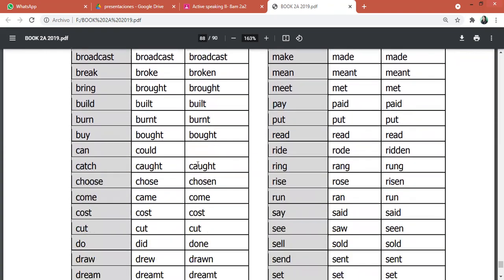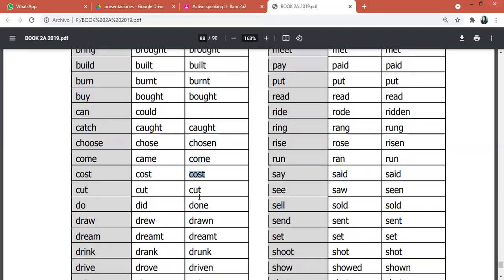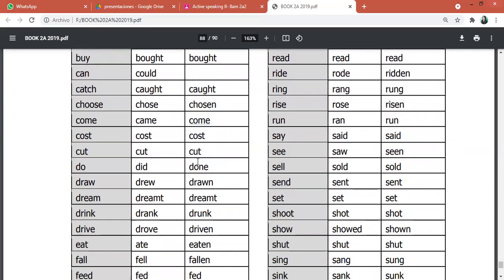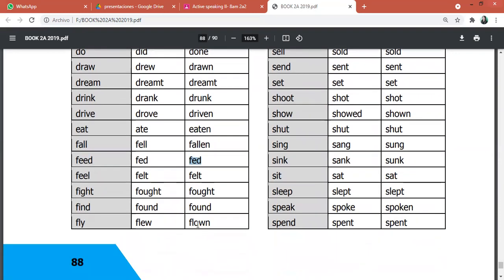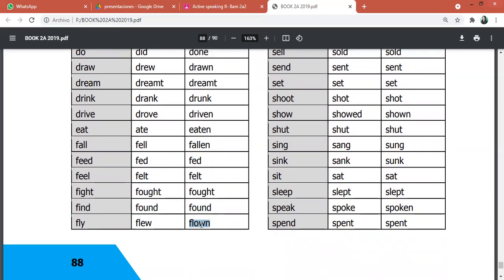Bought, cut, chosen, come, cast, done, drawn, dreamed, drunk, driven, eaten, fallen, fed, felt, fought, found, flown. Okay, very good.